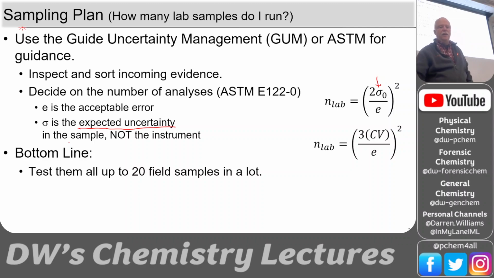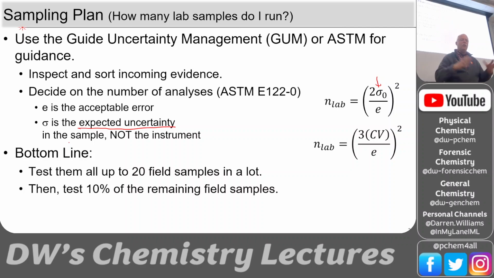And then if there's more than 20, we would test 10% of the remaining. So we're going to test all of them up to 20. But if we have 30, we're going to take those 30 samples and pick out 20 of them at random. Now there's 10 left, and we're going to sample 10% of what's left, which is 1. So we're going to sample 21 of the 30. That's pretty good.